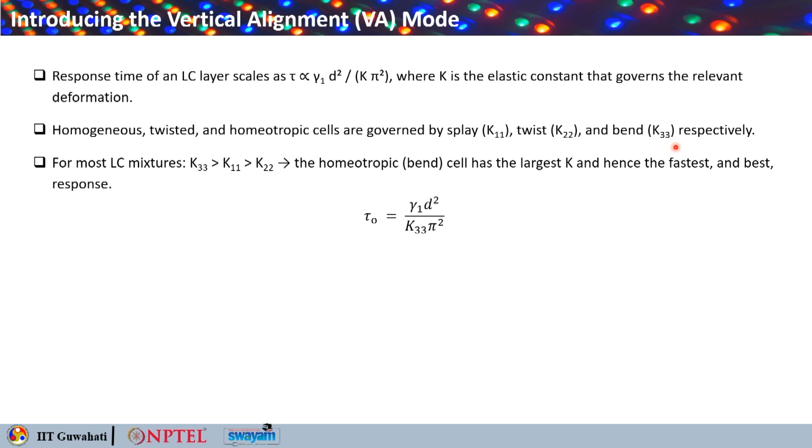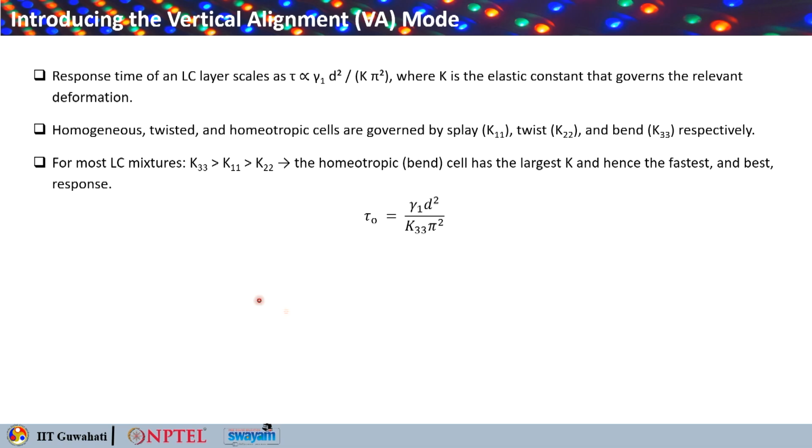And for essentially all nematic liquid crystal mixtures, the ordering is typically that K33 is larger than K11 and then larger than K22. So this is the case for most of the liquid crystal mixtures, right? So here you can see that when K33 is larger, the homeotropic or the bend cell has the largest K, so it will definitely give you the fastest and the best response. So among the three types, the bend dominated homeotropic, that is the vertical alignment cell, will have the largest restoring constant, and hence it will have the fastest response time, and together they will make a very good dark state and also give you the best contrast ratio.